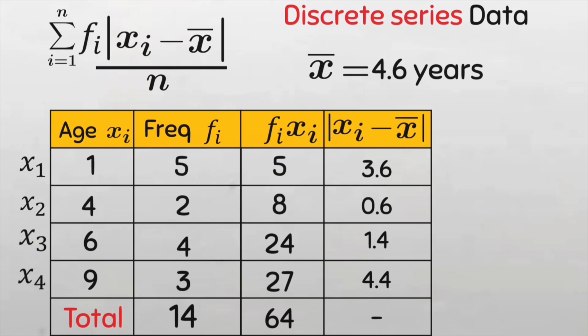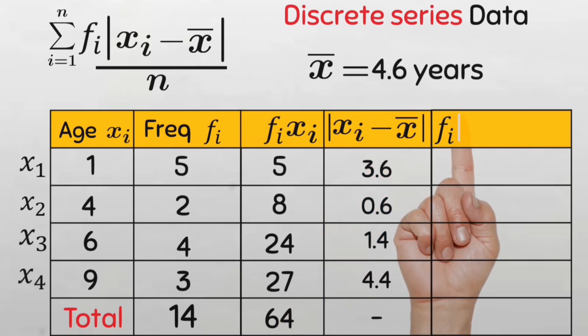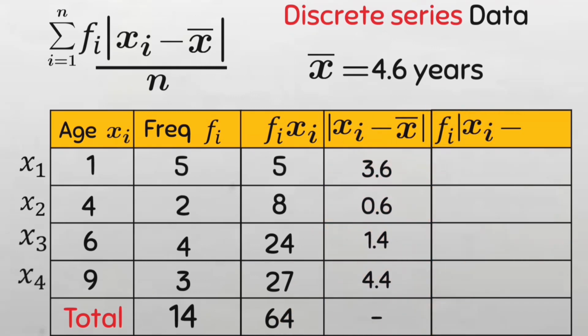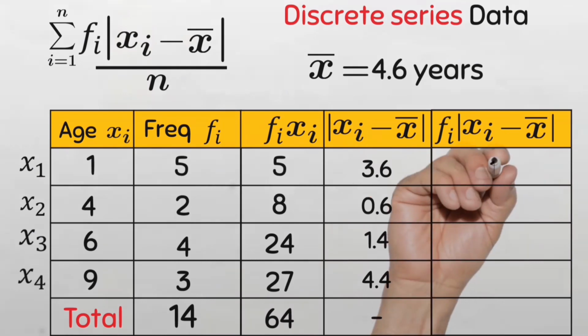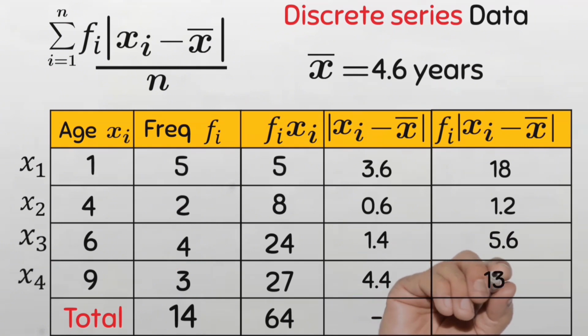The next thing according to the formula will be to multiply each of the frequencies with the absolute deviations. So let's add another column. This column will be f subscript i multiplied by the absolute deviations which we just calculated. So for the first value we have the frequency of 5 and an absolute deviation of 3.6. So 5 times 3.6, that's equal to 18. Then for the second, 2 times 0.6, that's 1.2. Then 4 times 1.4, that's 5.6. And lastly, 3 times 4.4, that's 13.2.